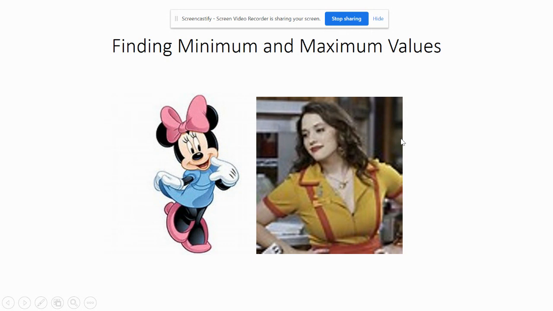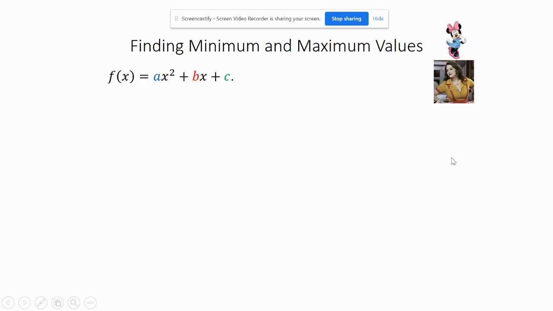Finding minimum and maximum values. So I have maximum and minimum values. To find these, let's look at a regular equation I call general form here.